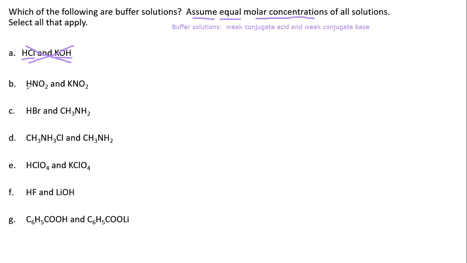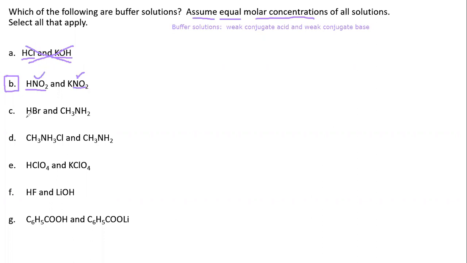Next, we have HNO2, which is a weak acid. So check, that's a weak acid. And NO2 minus is its conjugate base. So that's a weak base. And so this one would form a buffer. And the reason you would want to make buffers with equal molar concentrations is because that'll give you the best buffer capacity for you to use.